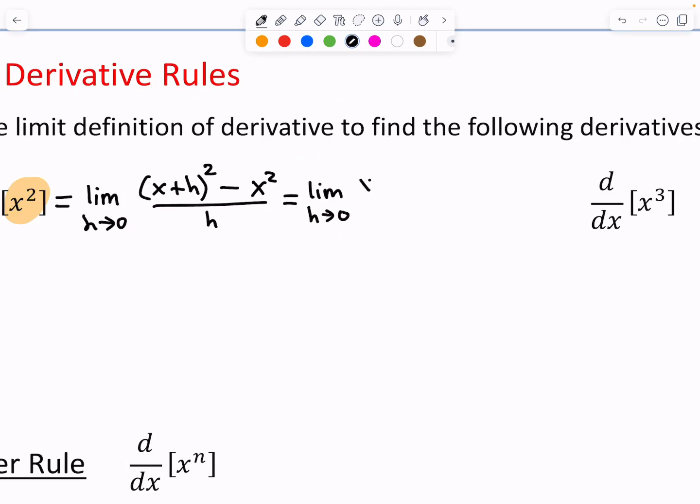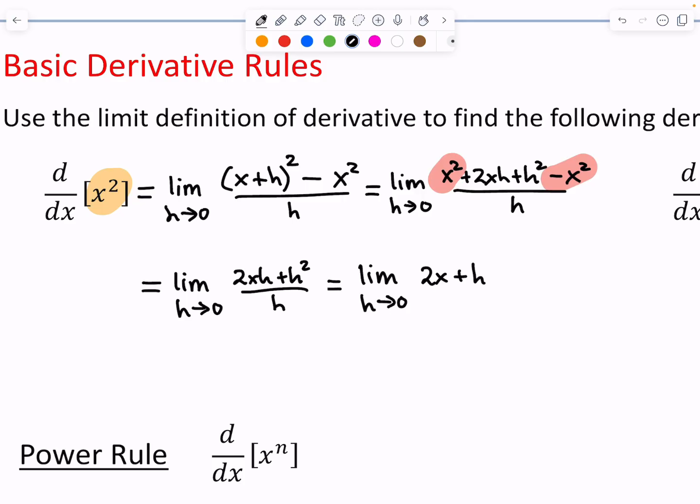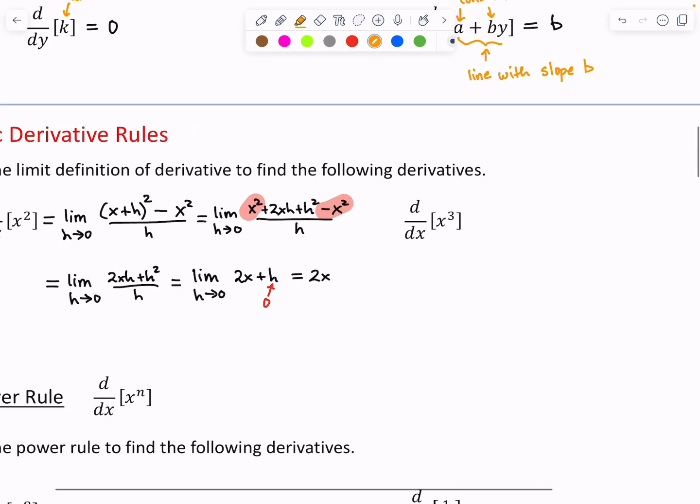That would give me x squared plus 2xh plus h squared, and of course we have minus x squared all over h. Now notice that x squared and negative x squared will cancel. So that takes us to limit as h goes to 0 of 2xh plus h squared all over h. Now we can factor out an h and cancel with the denominator, giving me the limit as h goes to 0 of 2x plus h, and then we can plug in 0 now finally into this remaining h, leaving me a 2x.